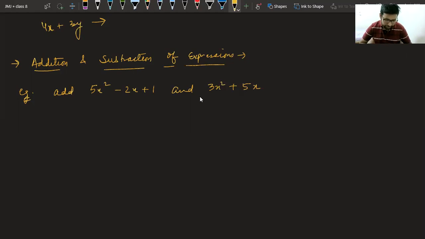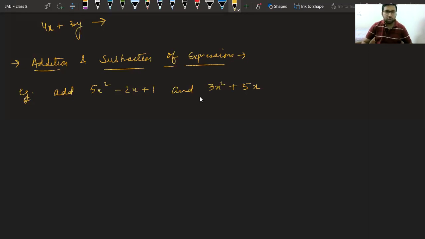Sir, if a variable is getting multiplied, then it's taken as a single term. Joel, don't worry, beta. We will have questions of multiplication also. At that time, you can ask. But if the value is given, then you can add. If x is given to you, y is given to you as a numerical value, you can put the value and you can add easily. Okay.